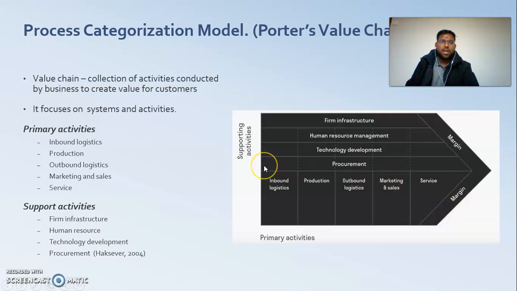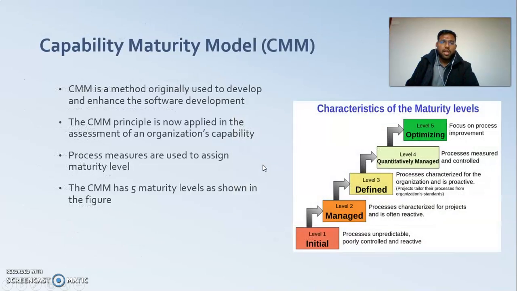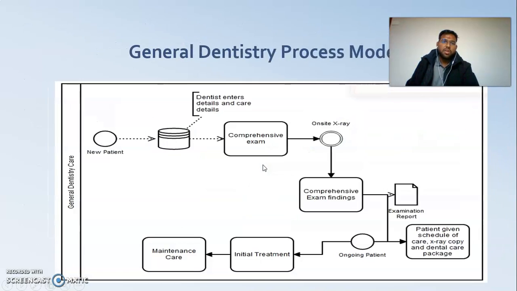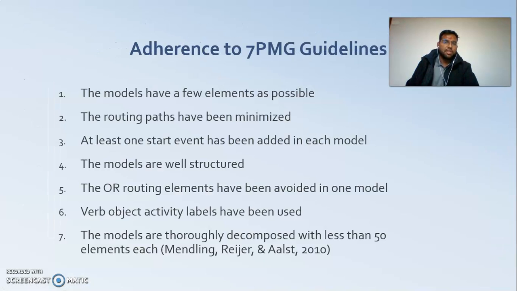So let's go to my next slide. My next slide is an introduction to the 7PMG model guidelines. The 7PMG means the seven process modeling guidelines. So what is 7PMG? The seven process modeling guidelines are an analysis of the relationship between model structure and error probability. My first guideline: the model should have as few elements as possible.